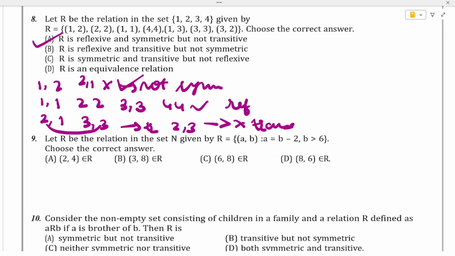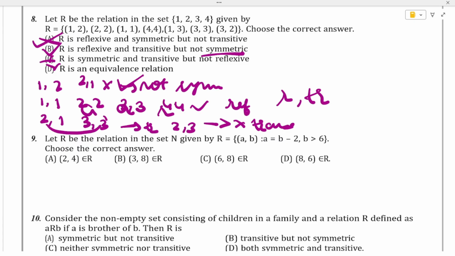Next, if you see about the ninth question, see, you can see here, it is transitive, right? All A is present, it is reflexive, and it is reflexive and transitive, but it does not hold for symmetric. So the answer is option B. You can cancel all these three.